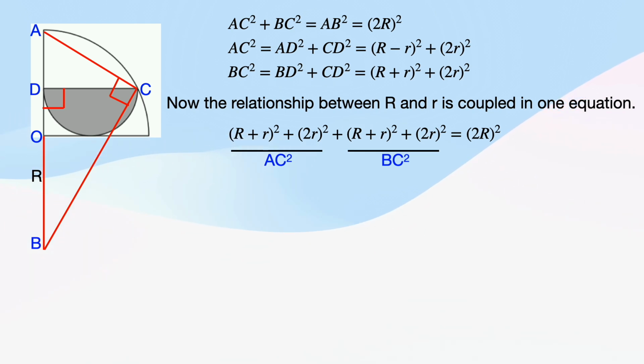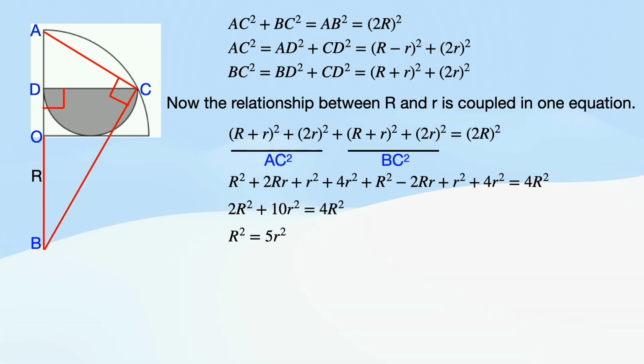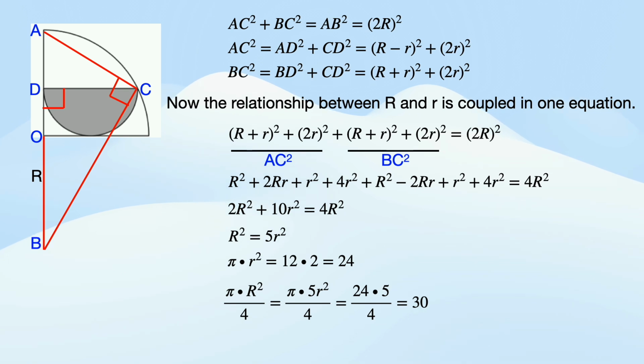Now, substituting both expressions into the original Pythagorean equation at the very top and simplifying, we just need R squared is equal to 5 times small r squared. From the problem text, we know that the area of the semicircle is 12 square centimeters, namely the full area, pi r squared, is equal to 24. Using this relationship, since big R squared is 5 times r squared, we can determine the area of the quarter circle is 30 square centimeters.